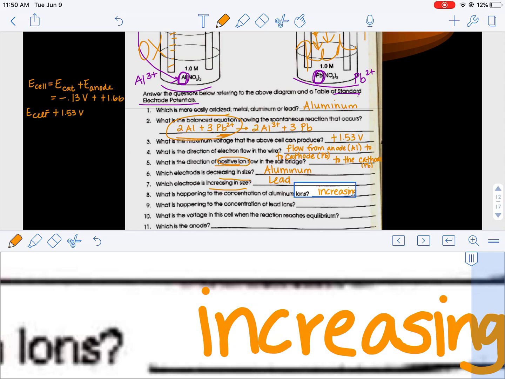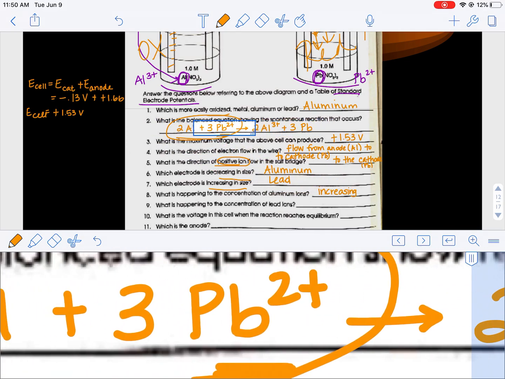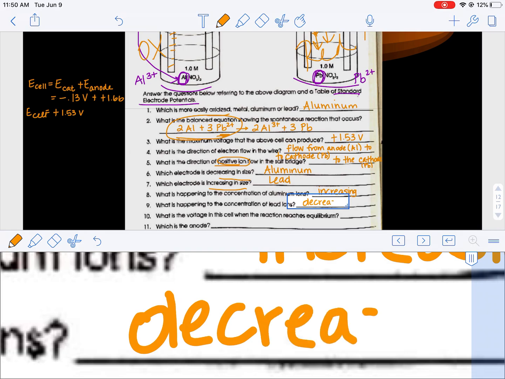What's happening to the concentration of the lead ions? Again, let's find it. Where are the lead ions in our reaction? Here they are. They're on the reactant side. They're being used up. So what's happening to their concentration? They're decreasing.